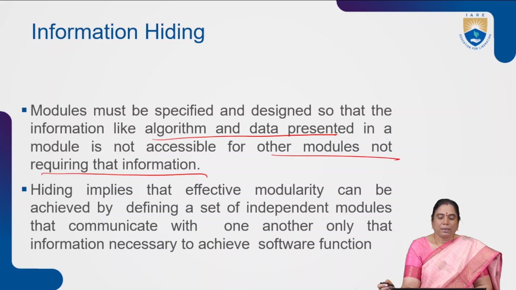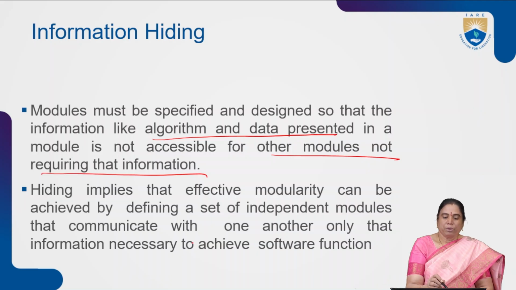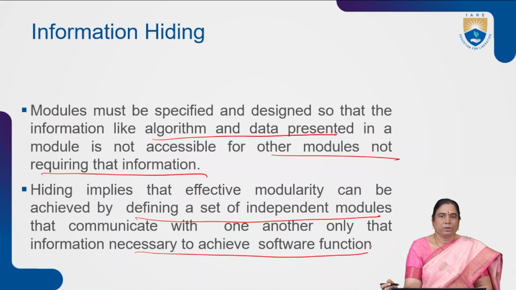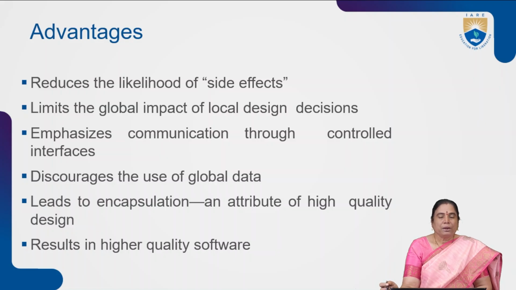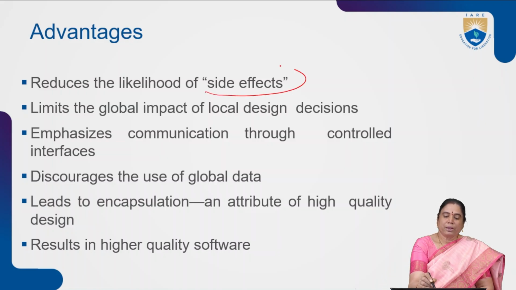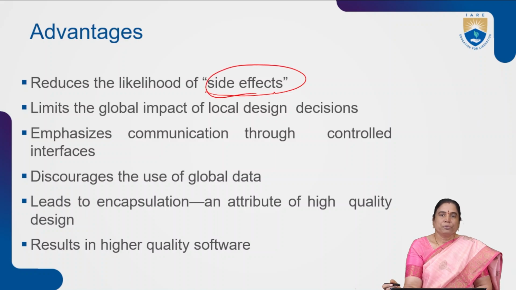Hiding implies that effective modularity can be achieved by defining a set of independent modules that communicate with one another only that information necessary to achieve the software function. The advantage of information hiding is that it reduces the likelihood of side effects. So unnecessarily, the data should not be shared with other modules.